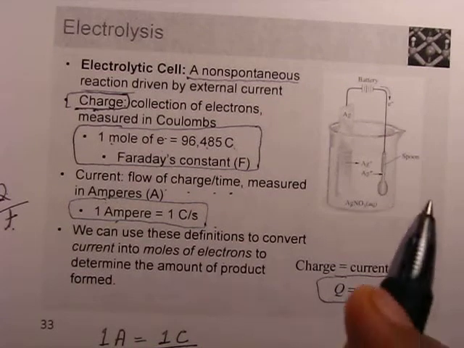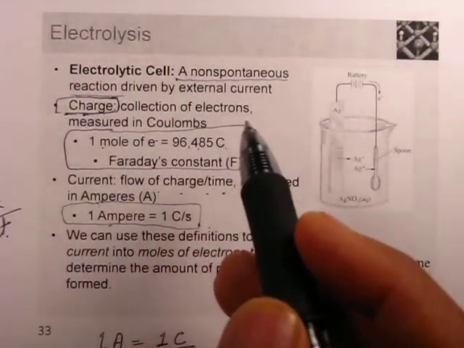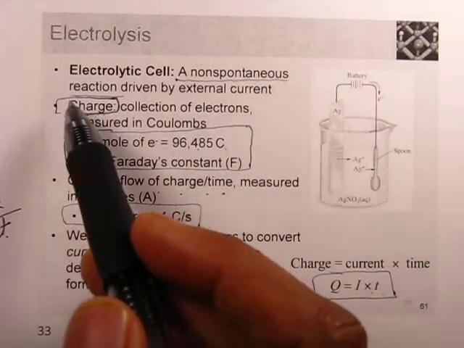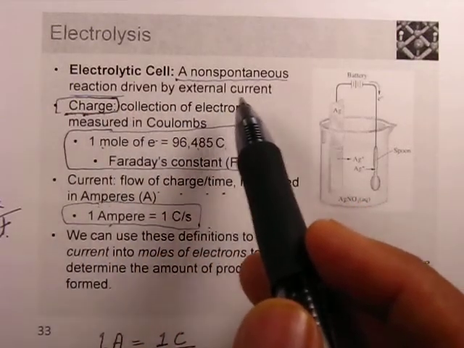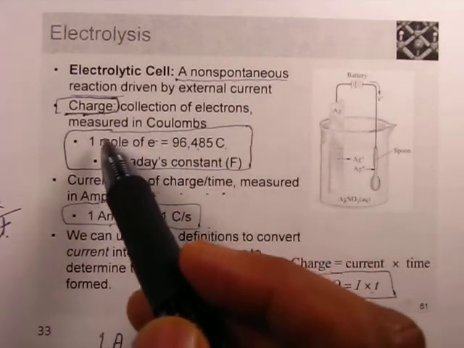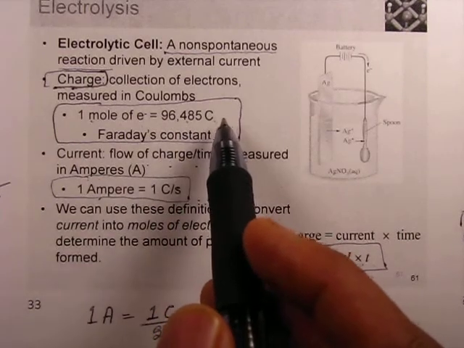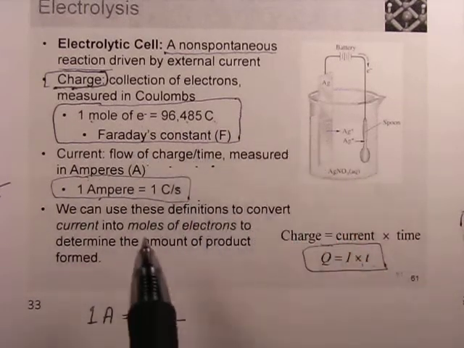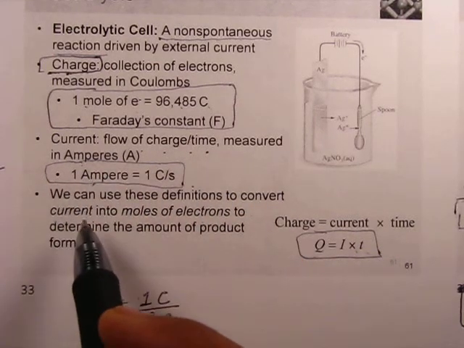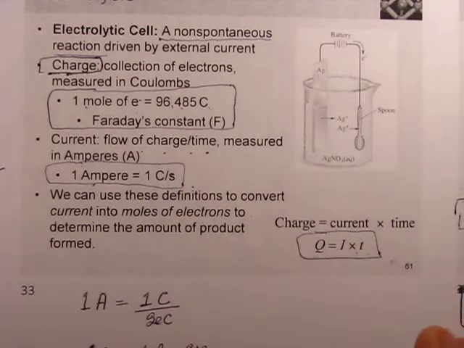So in this video we will study a few more examples on electrolysis and electroplating. Electrolytic cells are those cells in which a non-spontaneous reaction is driven by external current. Charge is a collection of electrons, measured in coulomb. One mole of electrons is equal to 96,485 coulomb, which is the Faraday constant. Current is the flow of charge over time, measured in ampere, and 1 ampere is equal to 1 coulomb per second.